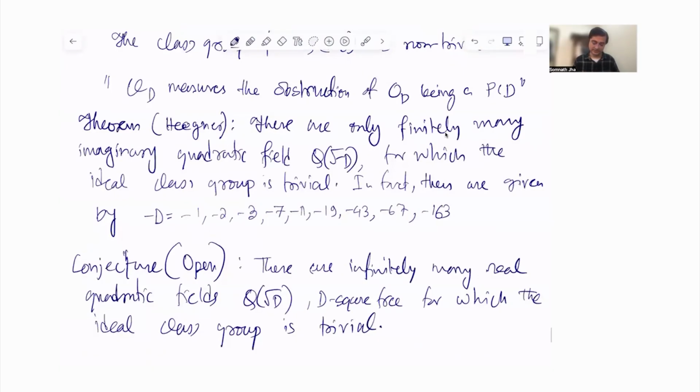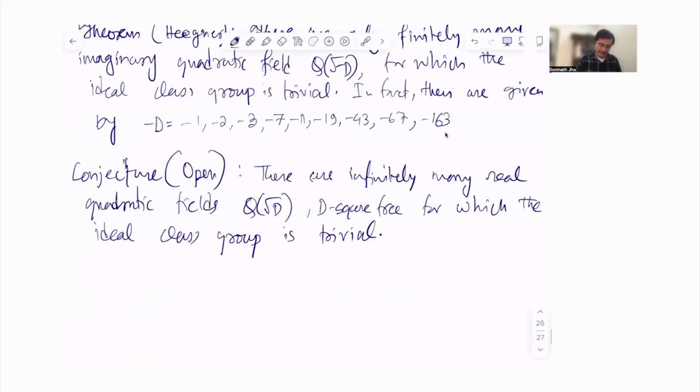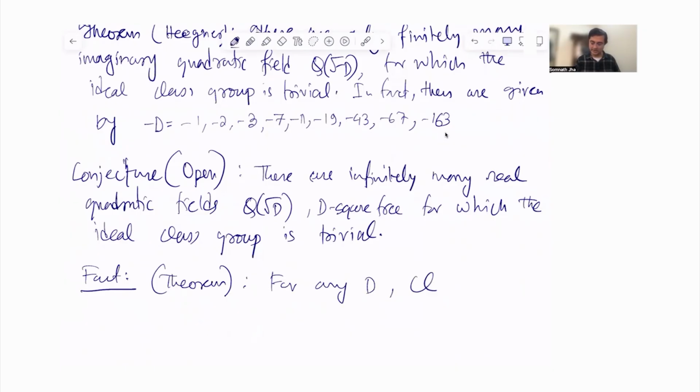It is beyond us. However, at least this is a known fact, a theorem, that for any D, the class group CL_D is finite. We have already said it's abelian, so it's a finite abelian group.